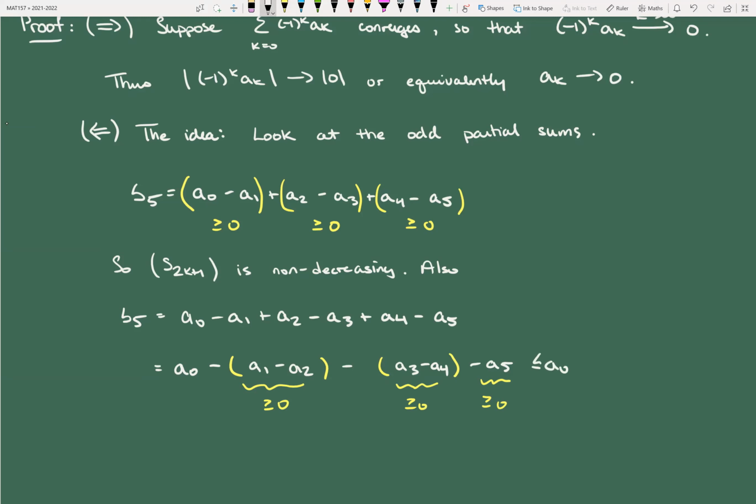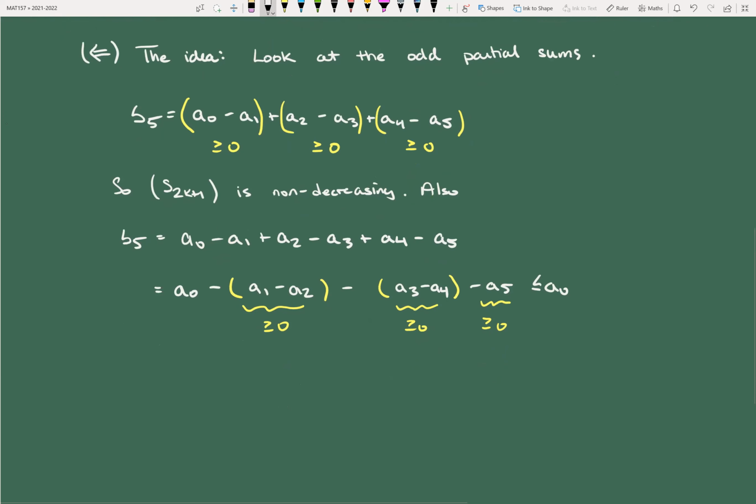The next term, I'm going to subtract some more positive stuff, and it's also going to stay less than a naught. So there you go. We're non-decreasing and bounded from above. That's the gist of it, and now it's just a matter of writing that out. The reality is that there isn't much to write. So again, let's look at the odd partial sums.